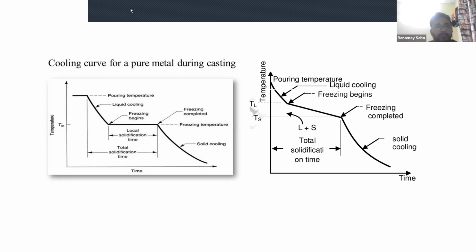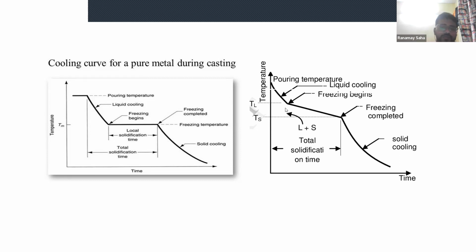Okay, so the major difference is that the freezing in the two cases, pure metal and metallic alloy, doesn't happen in a similar fashion. In the case of pure metal, the freezing happens at a constant freezing temperature. However, the same thing in the case of an alloy happens over a range of temperature. As you can see from the graph, this is the local solidification time. It is different in the case of pure metal, shown on the left, and in the case of alloy it happens over a range of temperature, TL and TS.